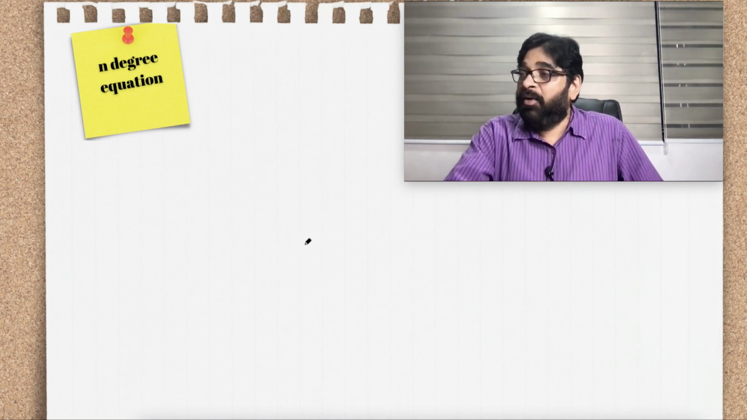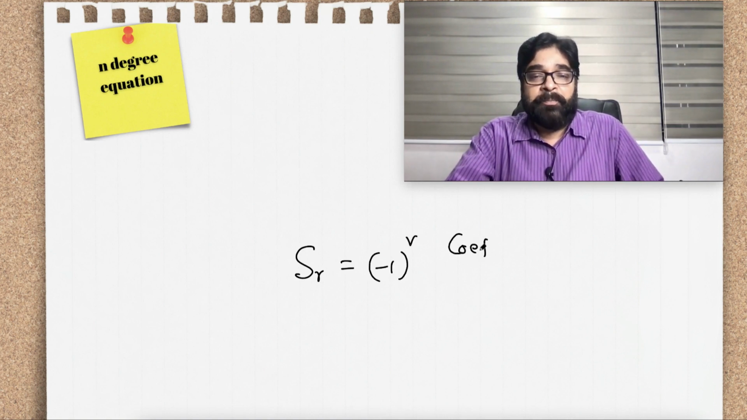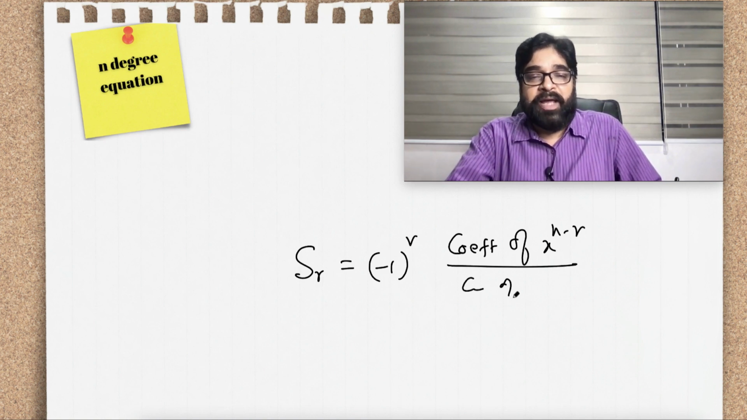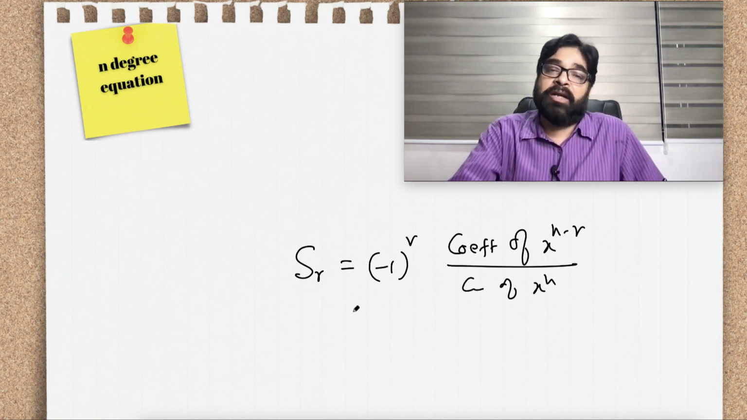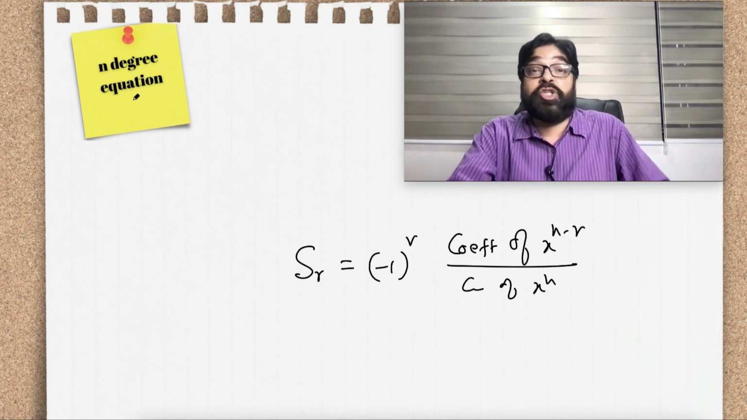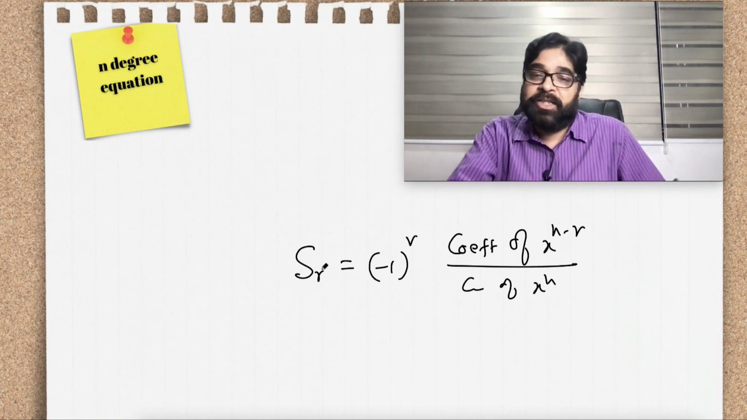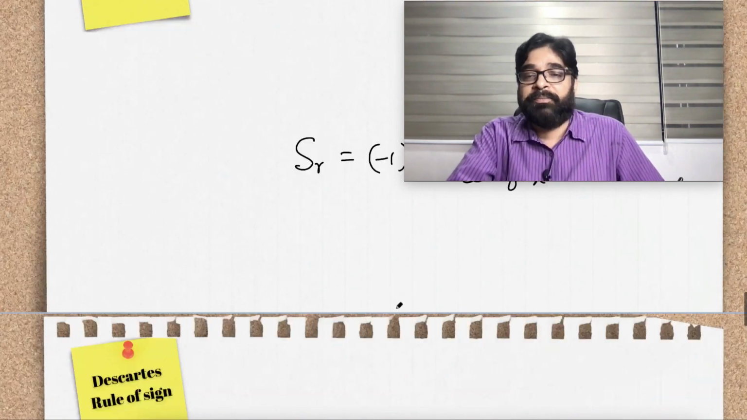There is the formula, which maybe all of you have studied or not. You have to use that condition: the coefficient of x power n minus r divided by the coefficient of x power n gives the sum of the roots taken r at a time. So for an n degree equation you should know how to handle a cubic equation and a biquadratic equation. These points will be done using all of this.